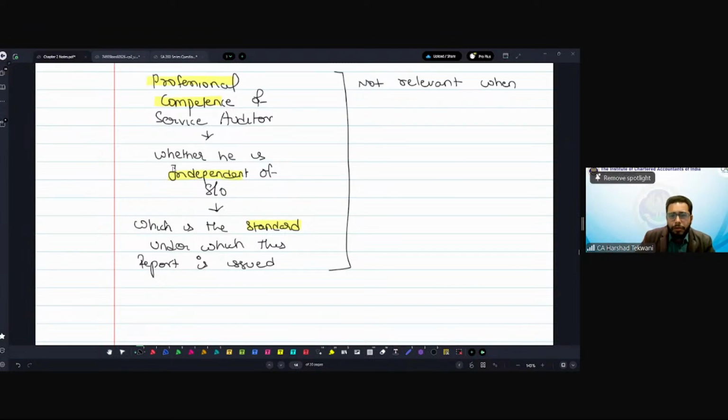When the service auditor is a member of the institute, at that point in time I will rely, because this is a report issued by a member of the institute, as good as other reports which are issued by a member of the institute.